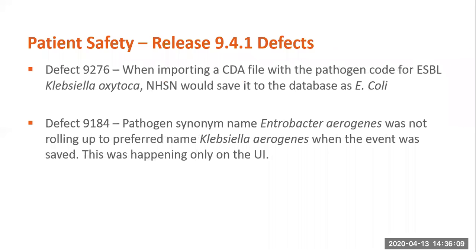Defect 9276, during import of a CDA file with pathogen Klebsiella oxytoca, NHSN was saving the pathogen as E. coli. Defect 9184 was only occurring on the UI. Pathogen Enterobacter aerogenes was not rolling up to preferred name Klebsiella aerogenes.